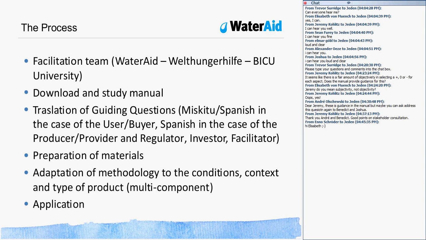As I said, we adapted the methodology and we applied it. Part of the application itself was done entirely in the field. There was a session on the guiding questions for the producers or providers, and we had some complications. We ended up deciding that at this stage the role of producer or provider was composed of the organizations, in this case INGOs and local NGOs, that have promoted the technology.